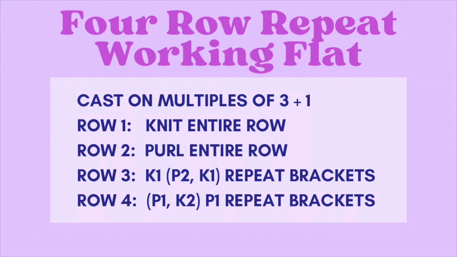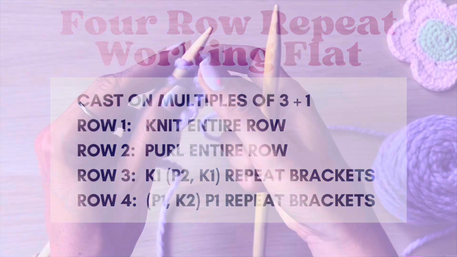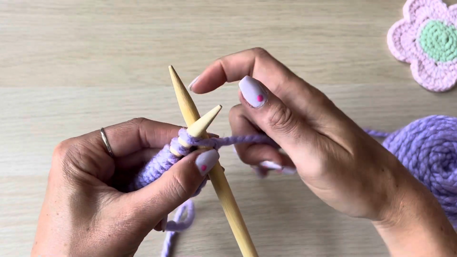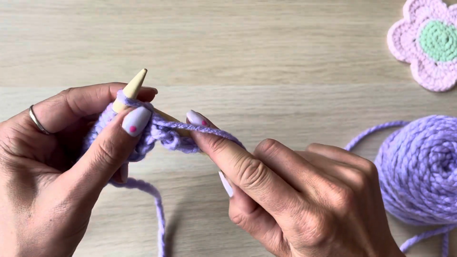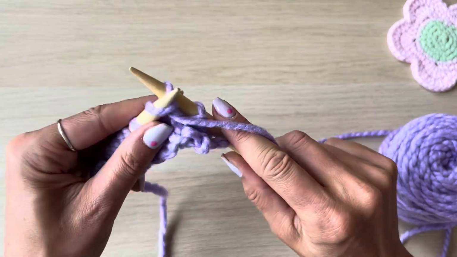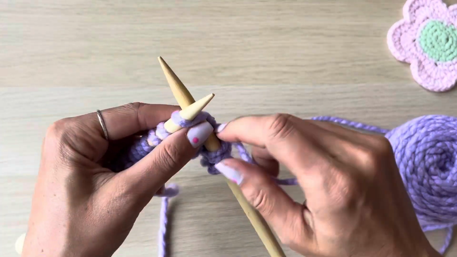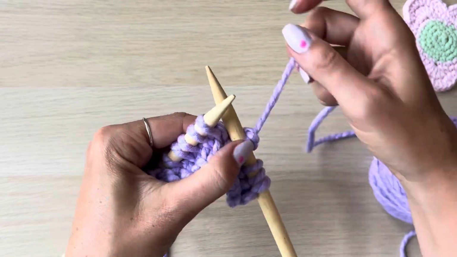So row 3, we start with 1 knit stitch, then it's a repeat of purl 2, knit 1. So here's that first knit stitch, then 2 purl stitches, followed by 1 knit stitch, and repeat for the entire row.